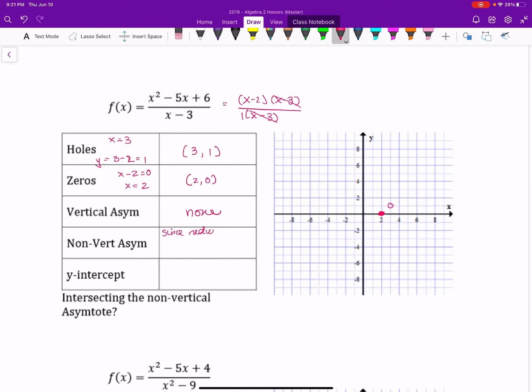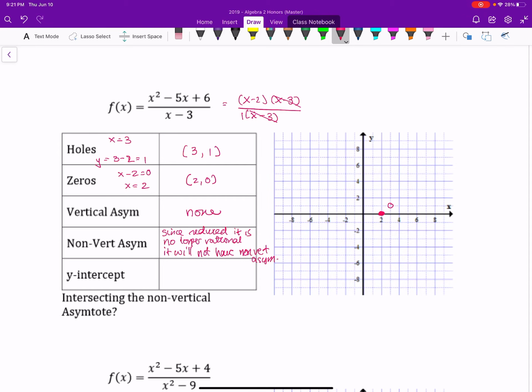So since reduced, now on a test, you do not have to write this explanation, but I'm just writing it in so you have it and understand what's going on. Since reduced, it is no longer rational. It will not have a non-vertical asymptote.